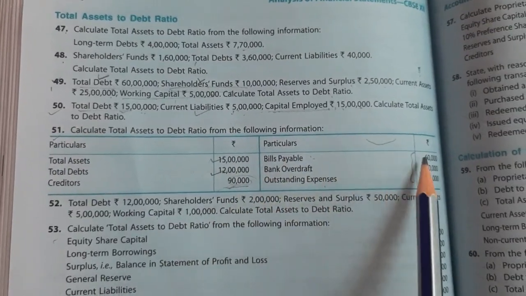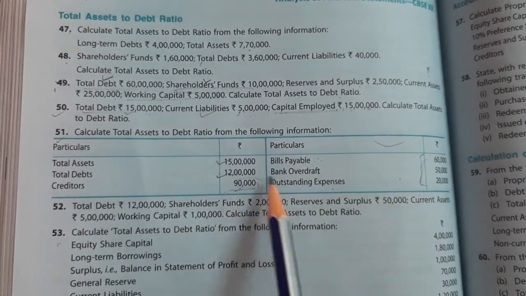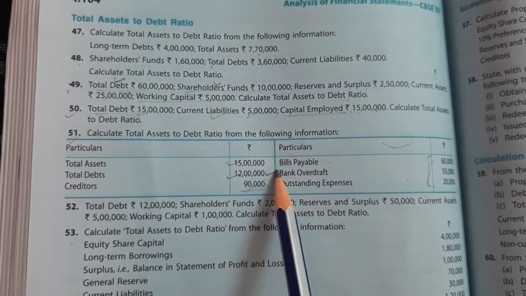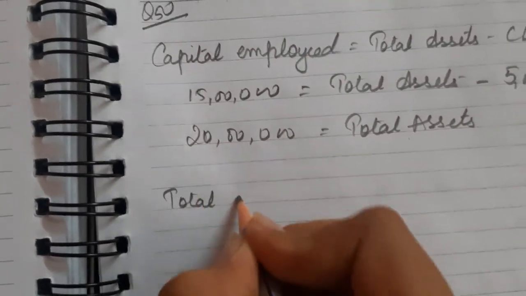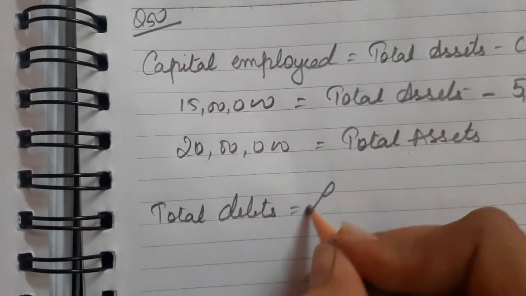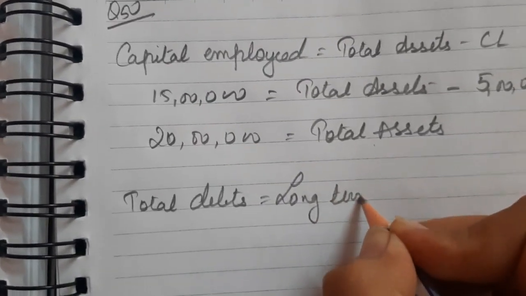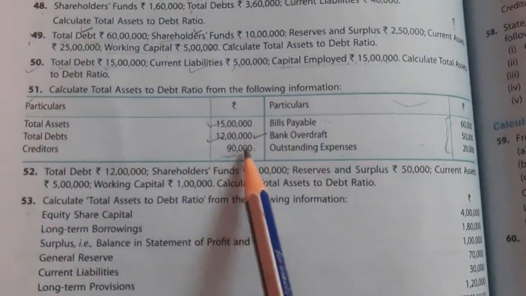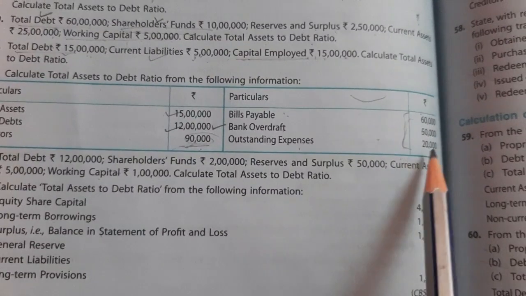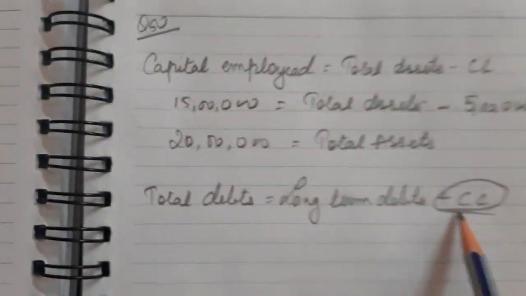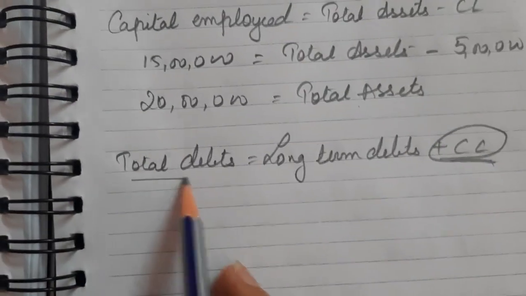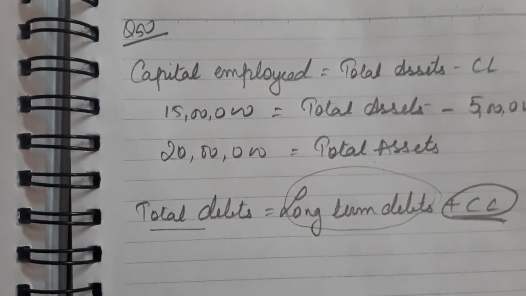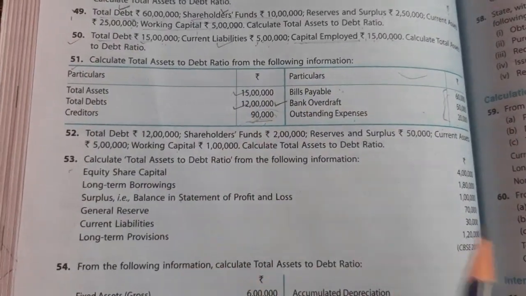So if you add these all, you'll get your current liabilities, and if you deduct this all from total debts, what you'll get? You'll get your long term debts. Total debts is long term debts plus current liabilities. Now current liabilities are these all: creditors, bills payable, bank overdraft, outstanding expenses. So if you add, you'll get your current liabilities. Total debts are here, so if you subtract, you'll get your long term debts. And total assets are already given. So this is very simple.